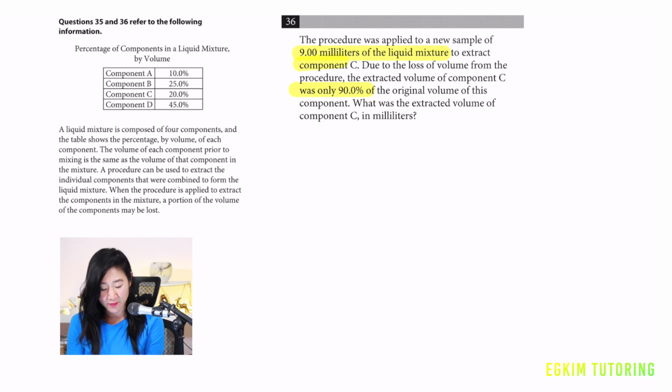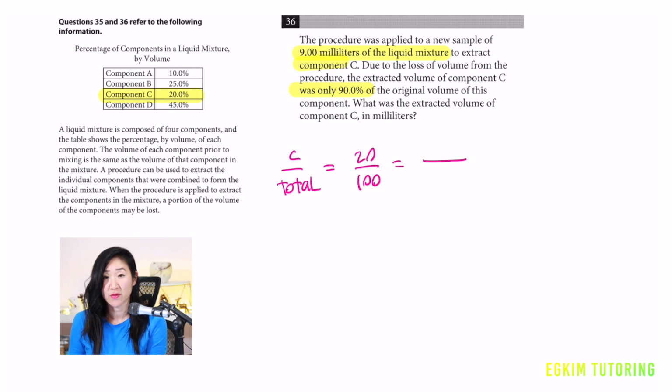So remember that component C from the table says that it only occupies 20% of the total volume. So again, you can set up a ratio like last time. And so we can say basically component C over the total amount is equal to 20 over 100. And then you can set this equal to the ratio of whatever information that they gave you. So in this example, they said that you had 9 milliliters of sample. So that's going to be your total volume. And we're going to put that on the bottom. And then they're asking you to find the volume of component C. So that's going to be variable x on the top. And then like before, it's easier to reduce this 20 over 100. So this is going to be 1 over 5 is equal to x over 9.